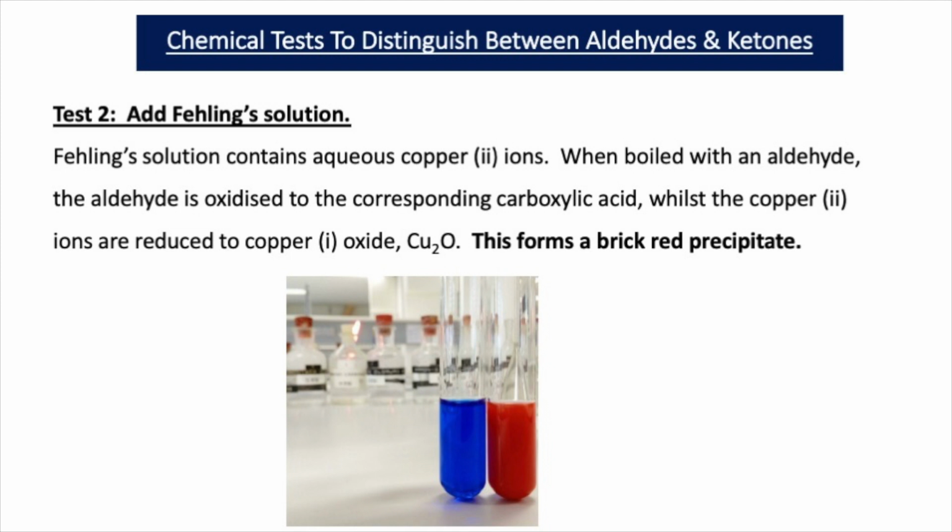tell them apart. So both Tollens and Fehling's are reagents that can tell the difference between an aldehyde and a ketone, and they're both oxidizing agents, and they work by oxidizing the aldehyde to a carboxylic acid. And when these reagents are reduced, you get a silver mirror in the case of Tollens reagent, and you get a brick red precipitate in the case of Fehling's. And ketones can't be oxidized, and that's why you don't get these observations.